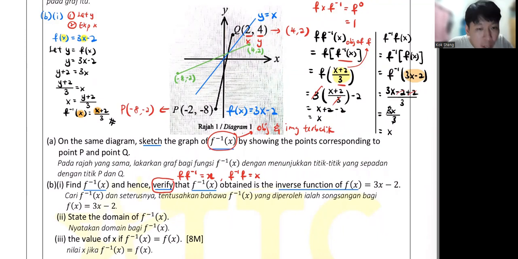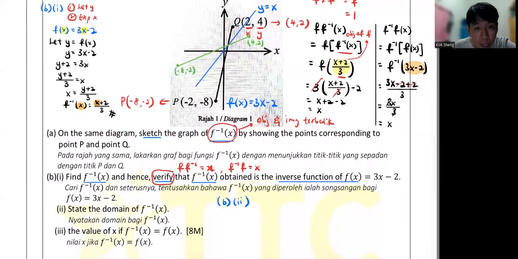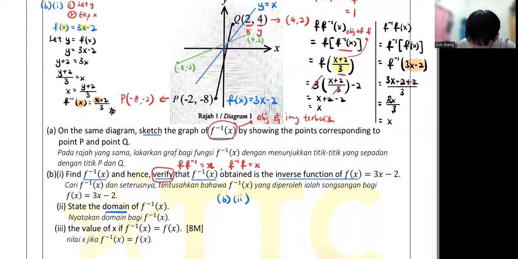B2 and B3 not too hard. Okay, so let's go for the B2. B2, I write at the bottom here. Okay, next one, B2. B2 is to state the domain of F negative 1x.